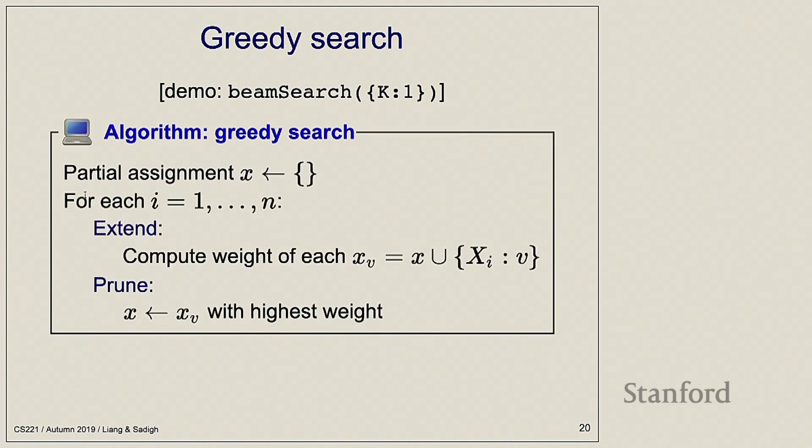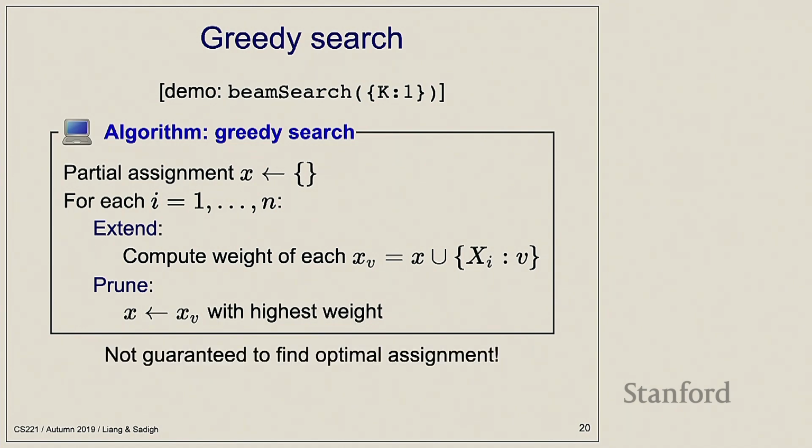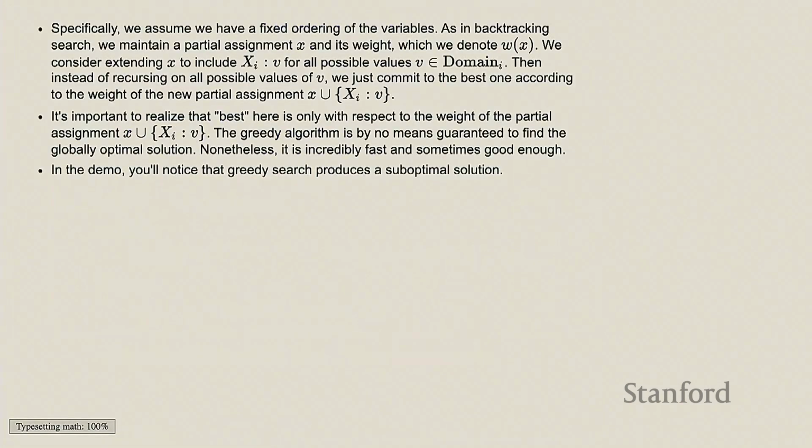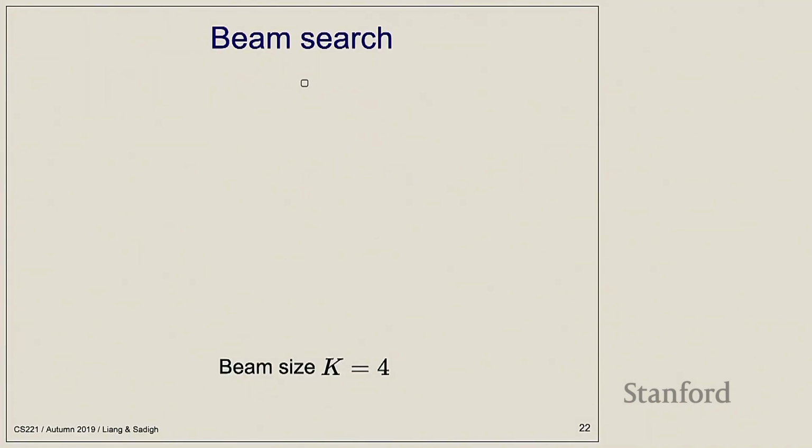So for people who prefer this kind of notation, what we're doing is we loop through all the variables, and we try out every value, and we just take whatever value has the highest weight. Yeah. So beam search is kind of like an in-between of backtracking and greedy. Beam search is very cool.